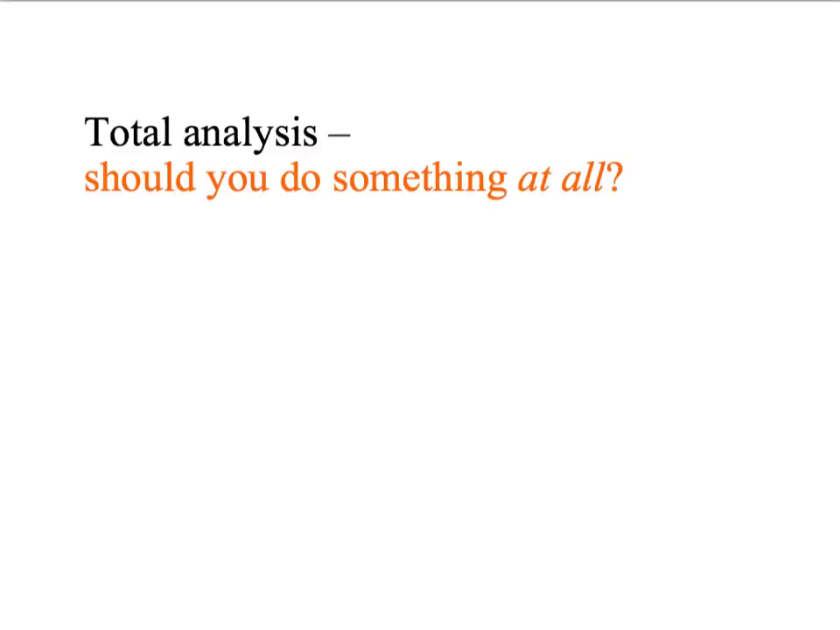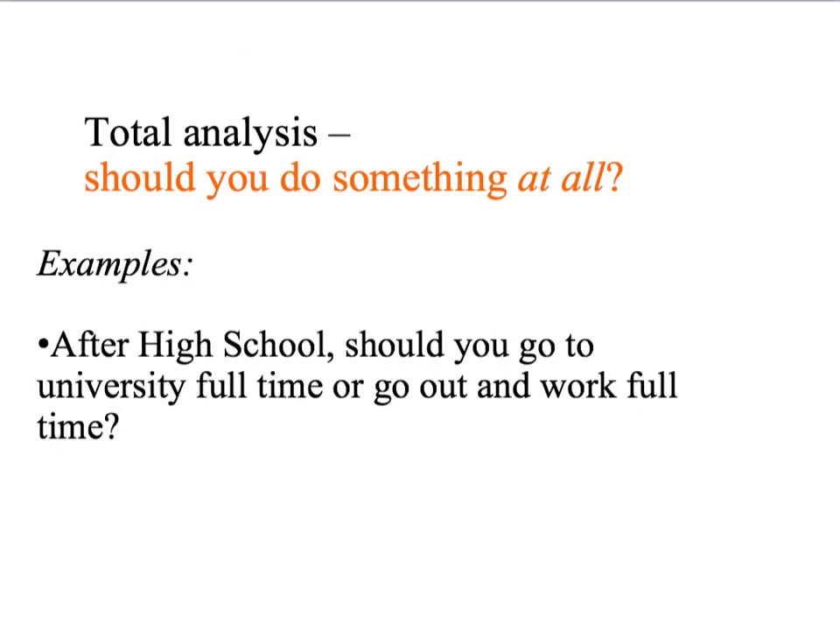Let's start with total analysis. Total analysis answers the question, should you do something at all? Okay, what does this mean? Let's look at a few simple examples. When you finished high school, you had a choice. You could go on to further study full-time, say at university, but you could also go out and get a full-time job straight from school. Those choices were mutually exclusive. In other words, you could not have both a full-time job and study full-time. You had to choose one or the other.